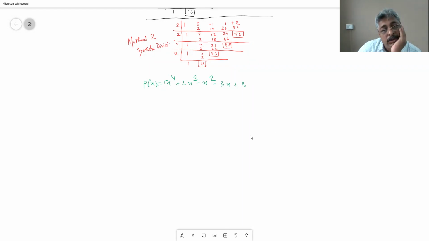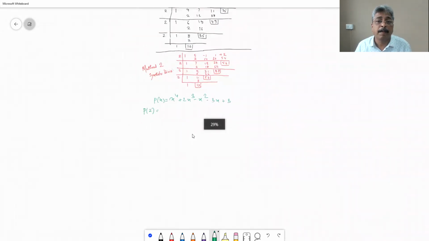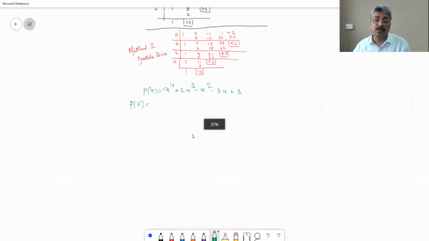So P of 2 should equal what was our first constant? What was our first constant? 25. P of 2 should be 25, right? So how do you go about it? You can adjust it in such a way that this is x cube into 1 minus x minus 2.